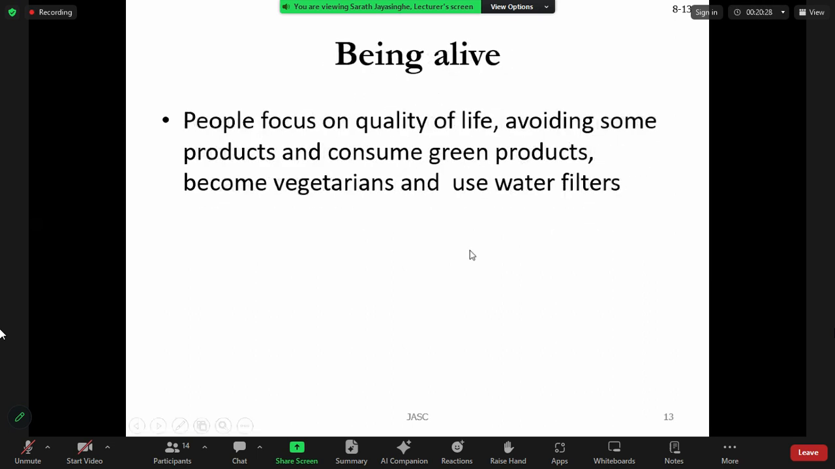And then the other one is being alive. People like to live, right? Therefore, they go for green, and they like to consume green products, becoming vegetarians and using water filters, because there are many things coming, many news coming from the internet and from doctors' comments. So you have to drink properly, you have to eat properly, you have to take vitamins, as well as reduce your weight. There are things like that. So if you go for such things, you are changing your lifestyle, being alive, right?